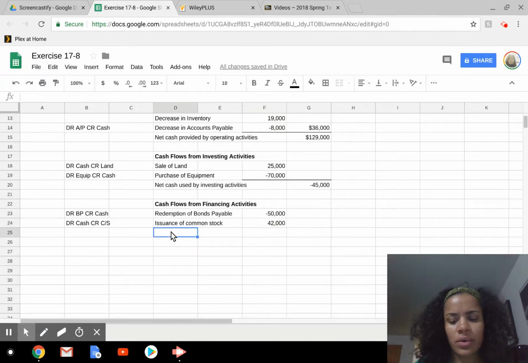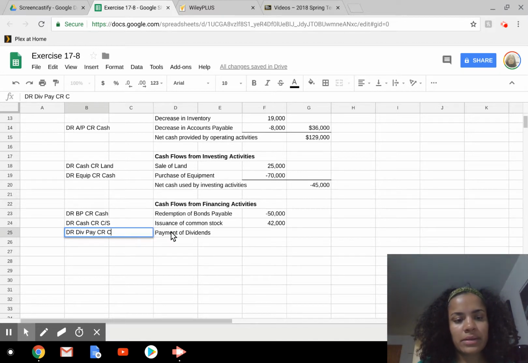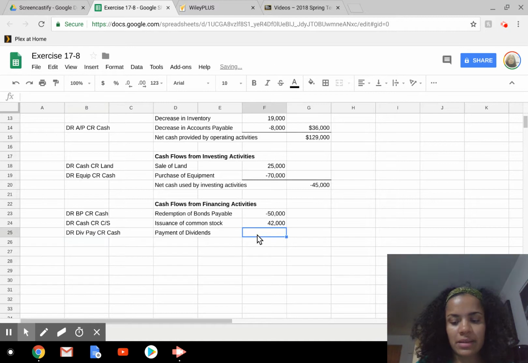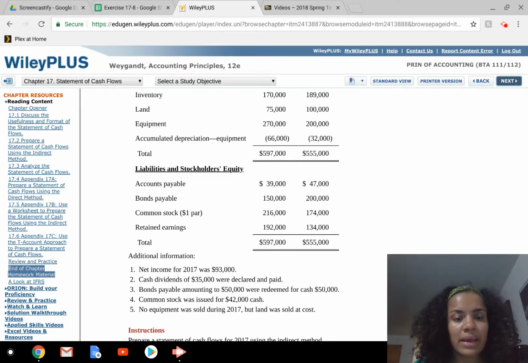So let's go here and say payment of dividends, and let's just think about what that journal entry would be. You would debit dividends payable and you would credit cash. So that means that it should be a minus 35,000, right, on your cash. And so you can go back and just check retained earnings. What do you think? Should we be doing anything for retained earnings in the financing activities?